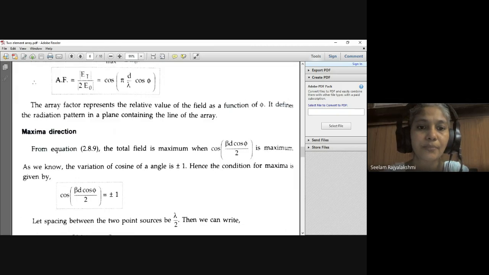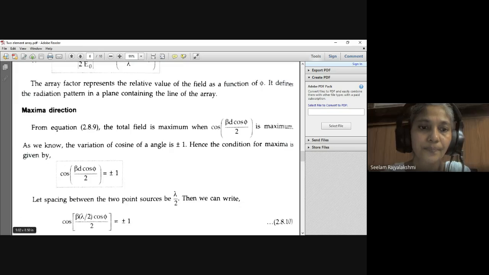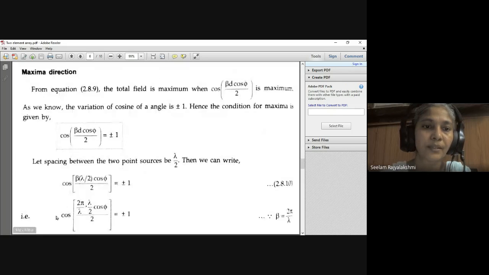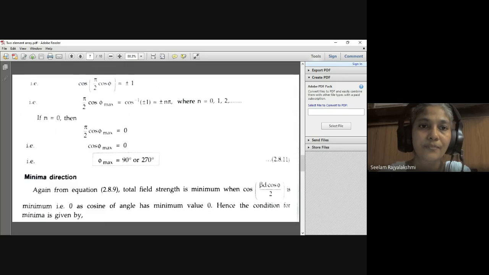Let the spacing between the 2 point sources be λ/2. Then d is replaced with λ/2, so we have cos(β (λ/2) cos φ / 2), which equals plus or minus 1. The value of β equals 2π/λ. By replacing β with 2π/λ, cos(2π/λ into λ/2 into cos φ / 2), and by cancelling we obtain cos((π/2) cos φ), which is equal to plus or minus 1 for the maxima condition.